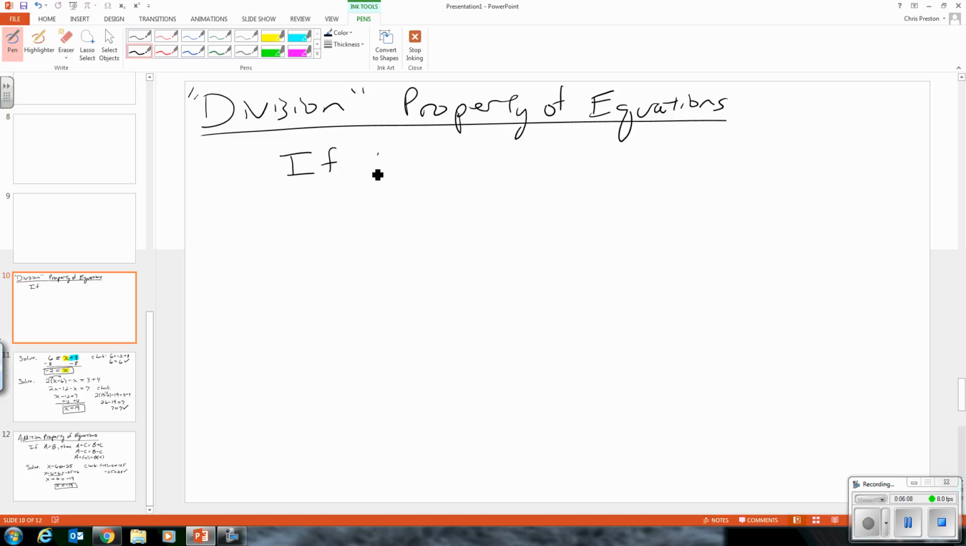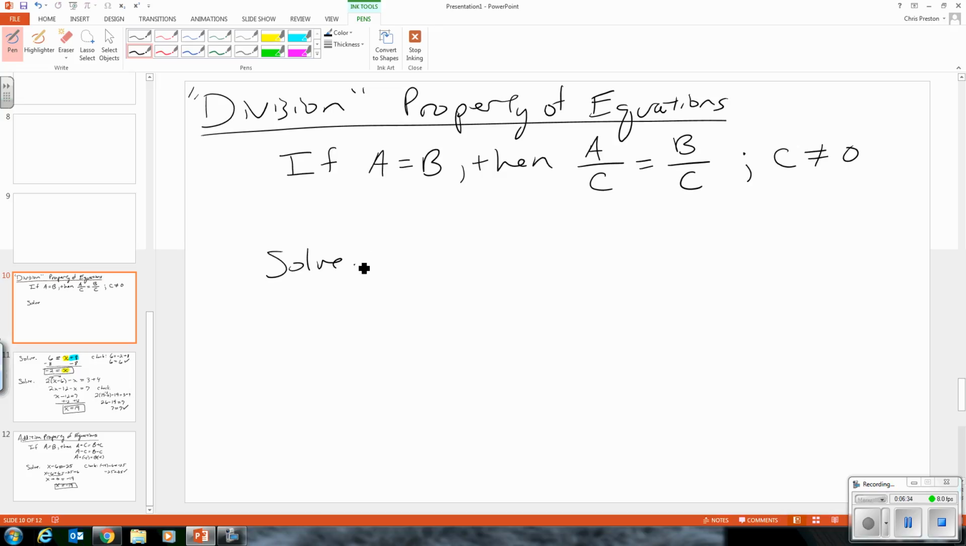So let's say we have two things, and they're equal. Then this property says if you take A and you divide it by a number, that's the same as taking B and dividing it by the same number. Now there is a limitation here, and that is you can't divide by 0 ever. So I can't divide by 0 here, but other than that, this is a way of solving problems if you need to divide.